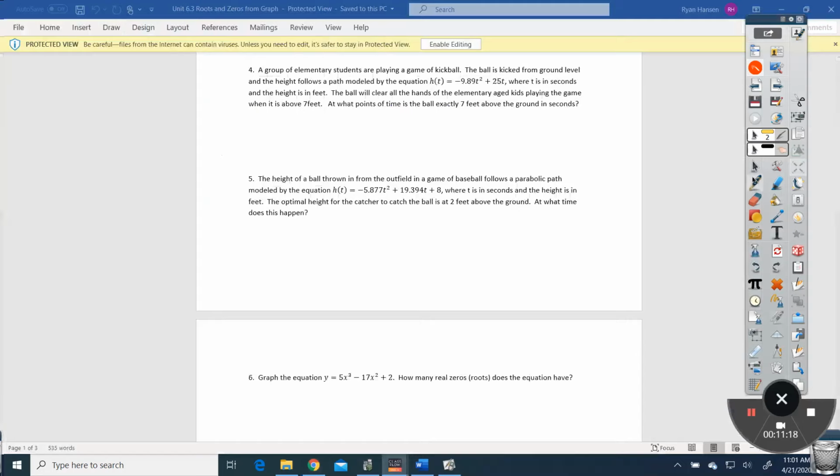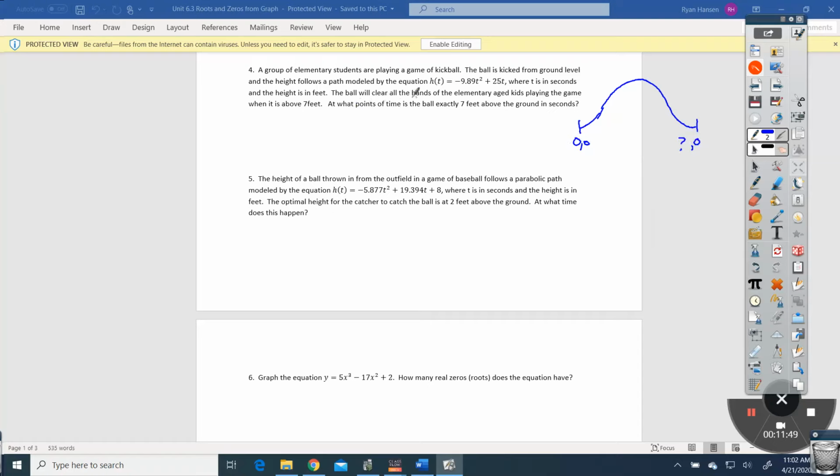So question number 4 says a group of elementary students are playing a game of kickball. The ball is kicked from ground level, and the height follows a path modeled by this equation where t is in seconds and the height is in feet. So the ball does something like this as far as its height, and this is time. So at time 0, the ball leaves, and at 0 it comes back down. That's the height. Sorry. We don't know the time, but we know the height is 0 at both places. And here's the time is 0, and then here we don't know yet.